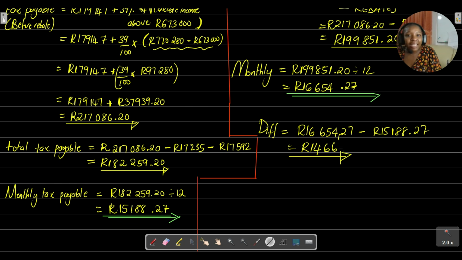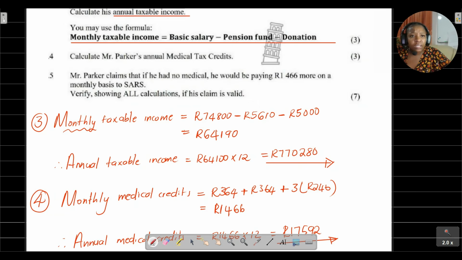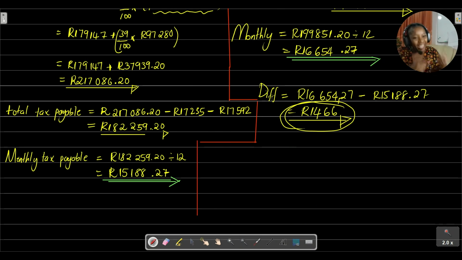It basically means that if he doesn't have medical aid, he would actually be paying 1,466 rand. So is this amount more than the amount that he gave in his statement? It's not more. It's equal to. So if he had no medical aid, he would be paying 1,466, not more than. That's what we need to basically see there.